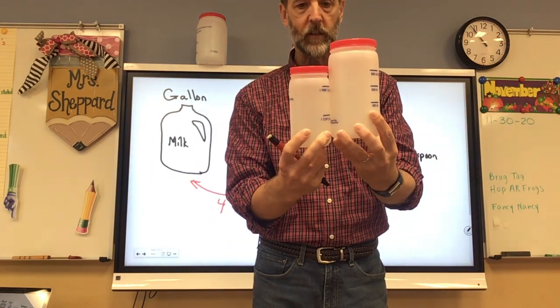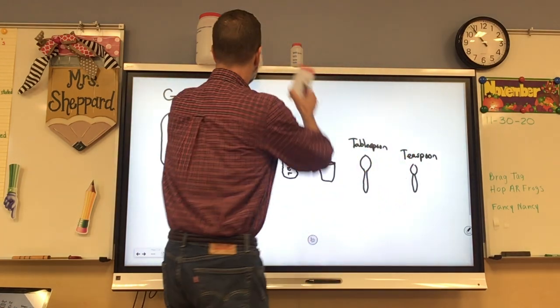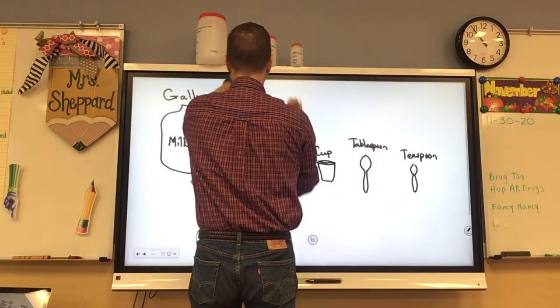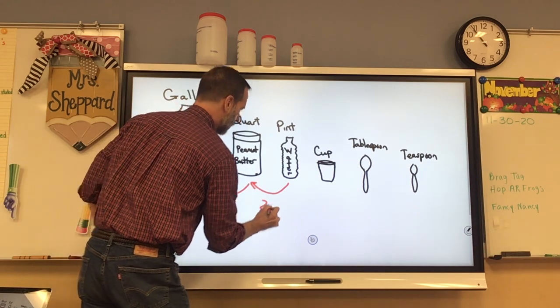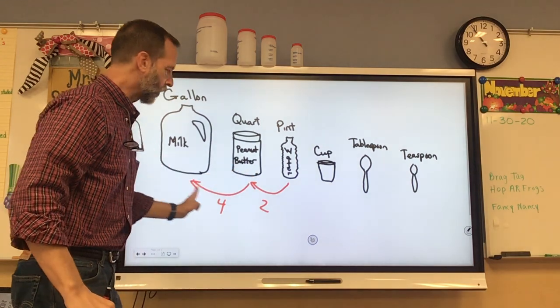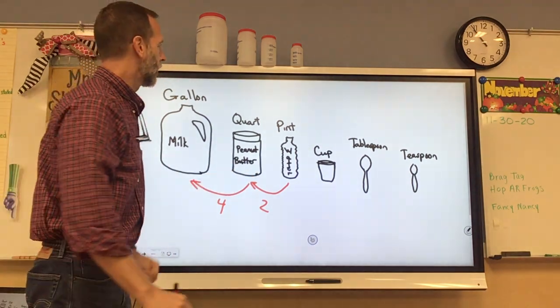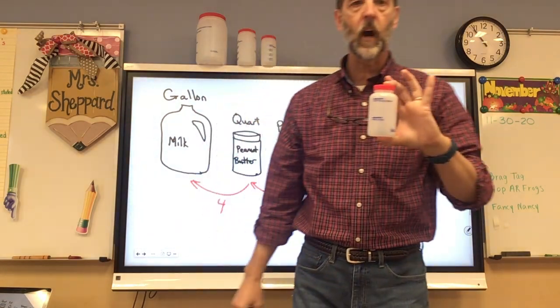All right, how many pints do you think it takes to make a quart? Look at this. How many pints do you think it takes to make this? It would only take 2. It takes 2 pints to make a quart. Okay? 2 pints make a quart. 4 quarts make a gallon. All right? And then our last container is this one, and that is the cup.